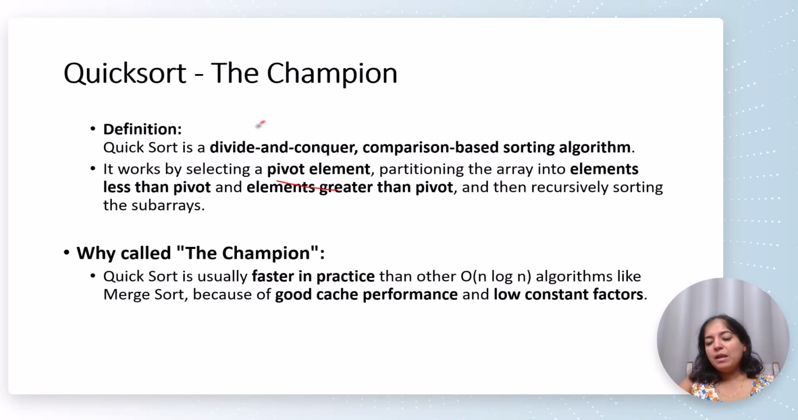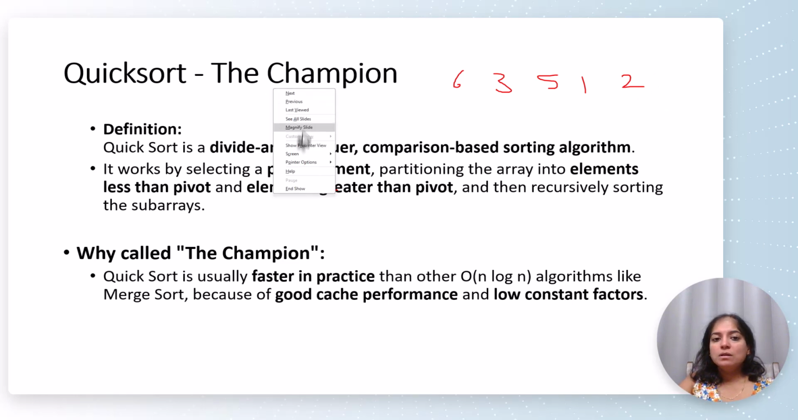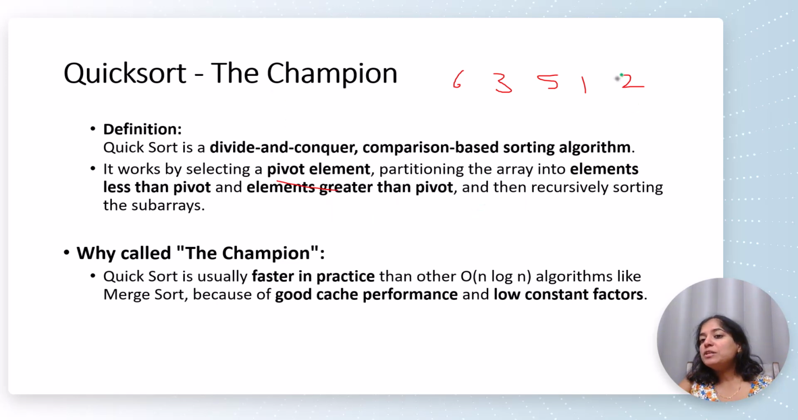For example, how does quicksort work? Let's say we have the elements 6, 3, 5, 1, 2, and we choose 2, the last element of the array, as our pivot element. So 2 is considered the pivot element.